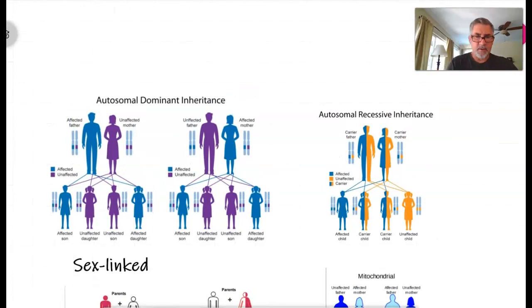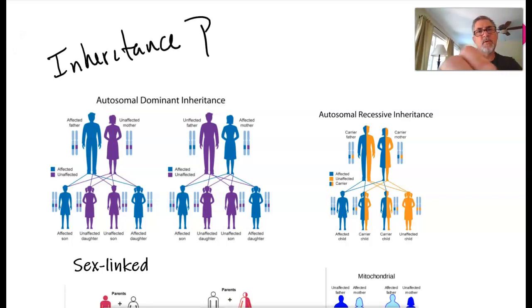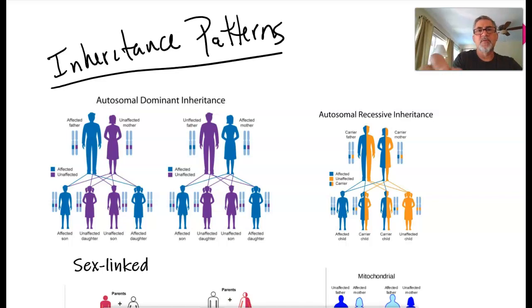So inheritance patterns. Right, so if we say inheritance patterns, we've gone over these a lot. So dominant inheritance patterns, autosomal dominant. So autosomal, remember this.